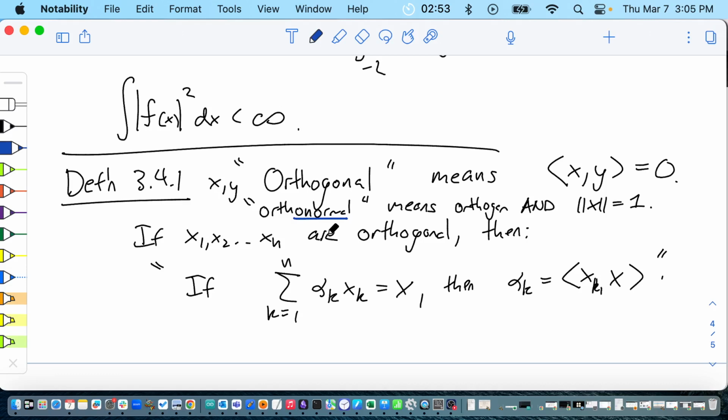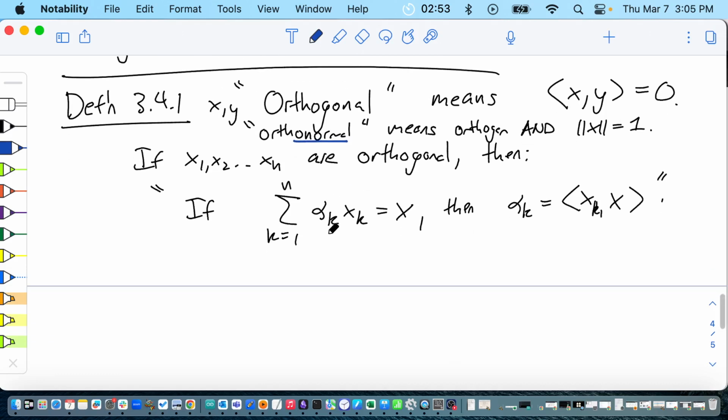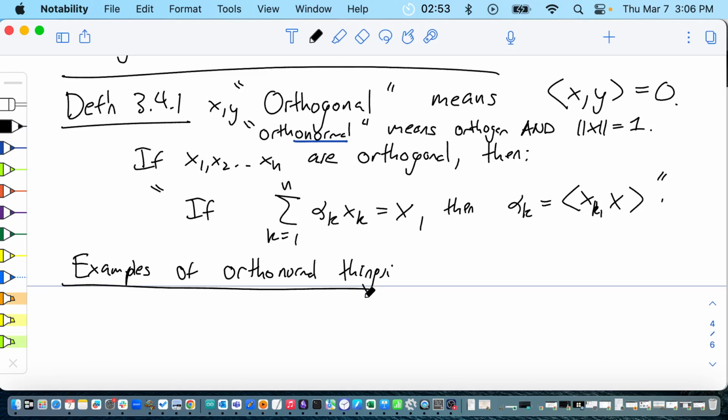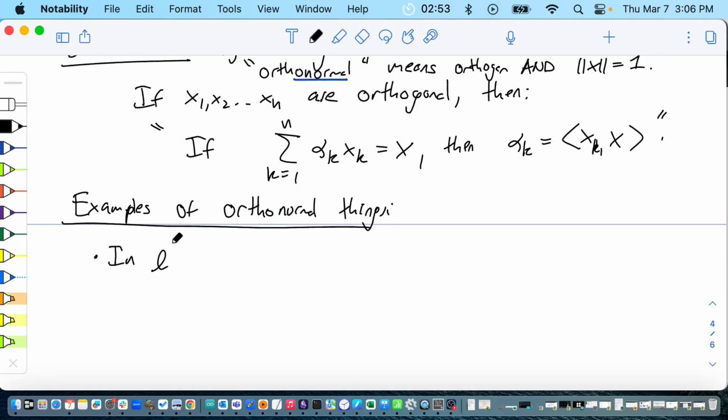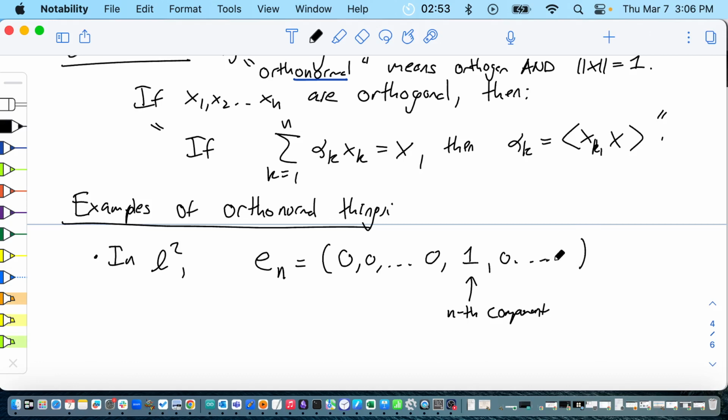So this is essentially what we want to do. And I'm going to give you 2 examples of orthonormal things on our spaces. So in little L2, which are the sequences, here's a nice orthonormal sequence. e_n is the sequence which is all zeros, and then it has a single one in the nth component. And then it's all zeros after that.